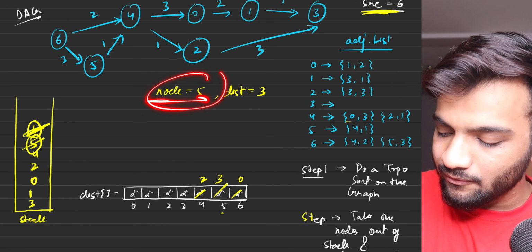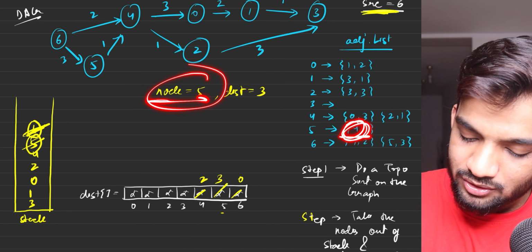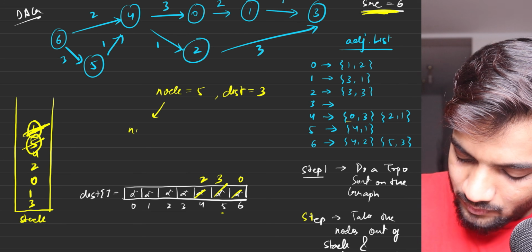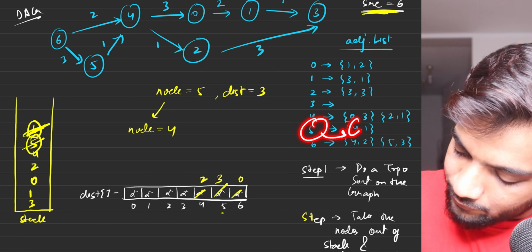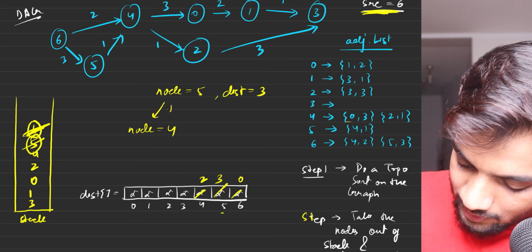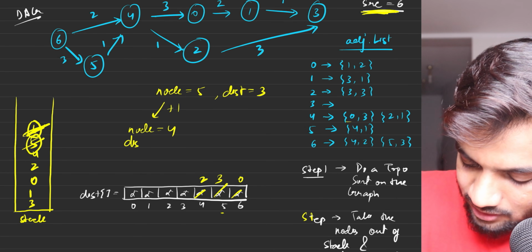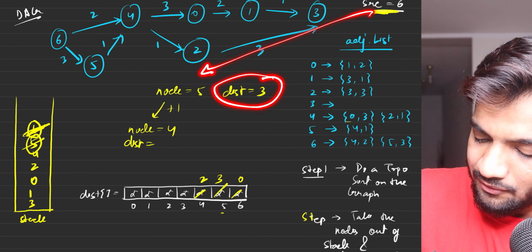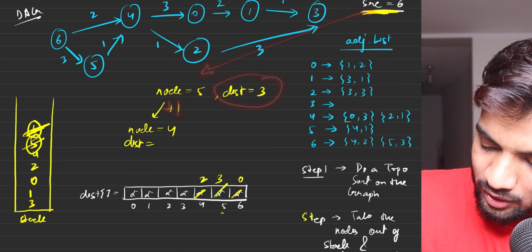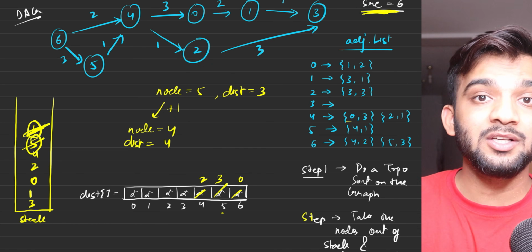So for node 5, look at the nearby nodes. The nearby node is 4. How much will it take if it goes from 5 to 4? 1. Plus 1 is what it will take. Let's take the distance. Previously it took 3 in order to reach from 6 to 5. That's taking plus 1. The total distance will be 4. 3 plus 1 is 4.